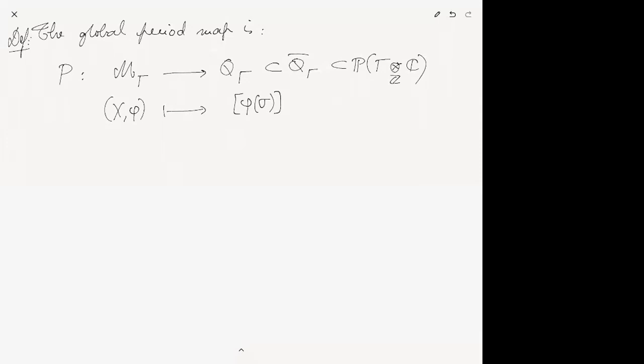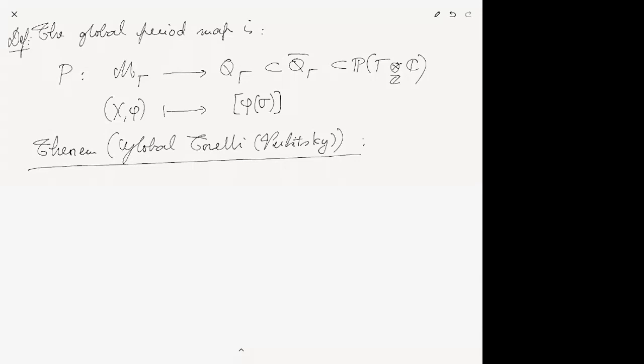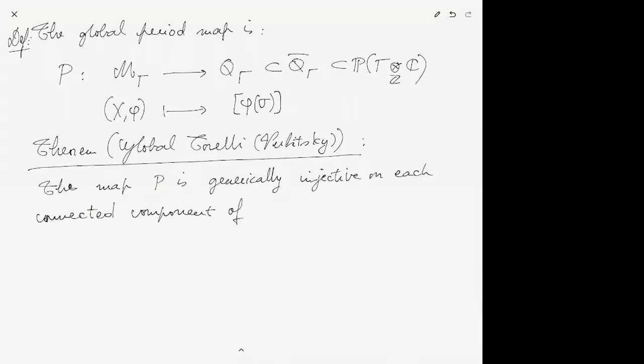So then we have a version of the global Torelli theorem, due to Verbitsky. The map P is generically injective on each connected component of M gamma. Okay.